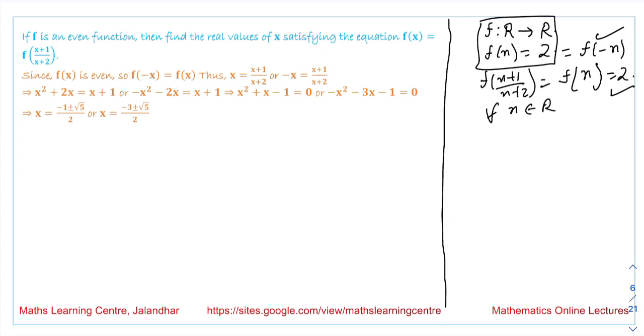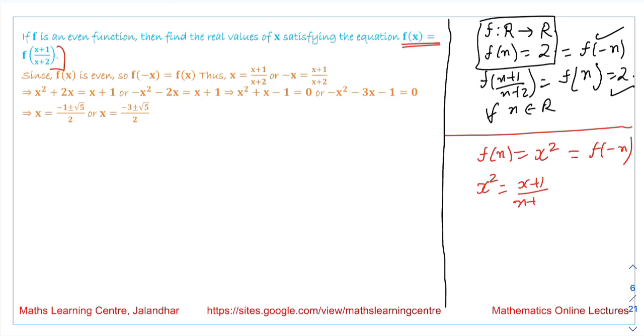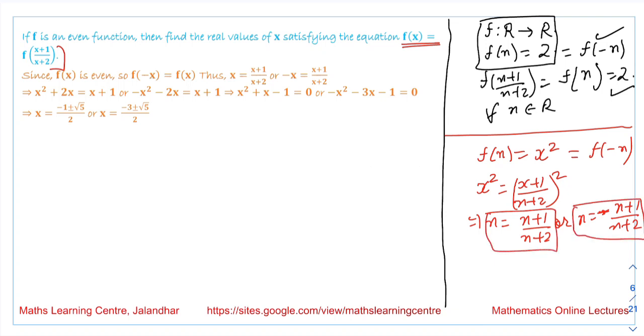Now suppose the next function we are considering is an even function, and we are considering f(x) is equal to x square. Clearly this function is an even function. Now we are interested in those values of x for which it satisfies this functional equation. So f(x) is equal to x square, and what is f of (x plus 1) over (x plus 2)? It is ((x plus 1) over (x plus 2)) whole square. On solving this, you will get the value of x. It is x is equal to (x plus 1) over (x plus 2), or x is equal to minus of (x plus 1) over (x plus 2). You can solve these two equations to obtain the values of x for which this function f(x) equal to x square is even and satisfies this functional equation.